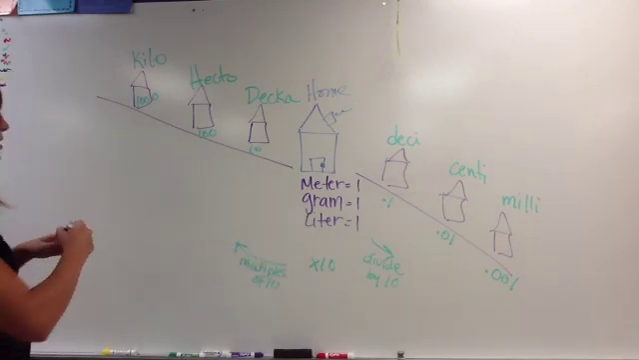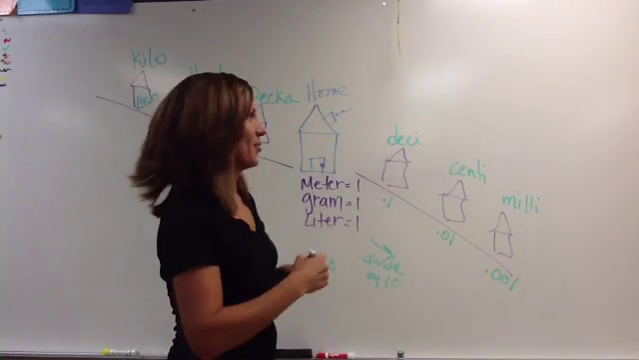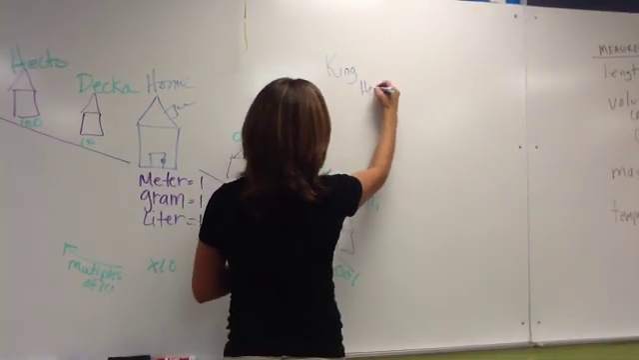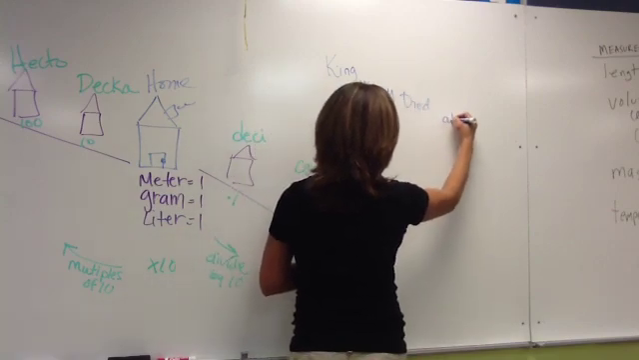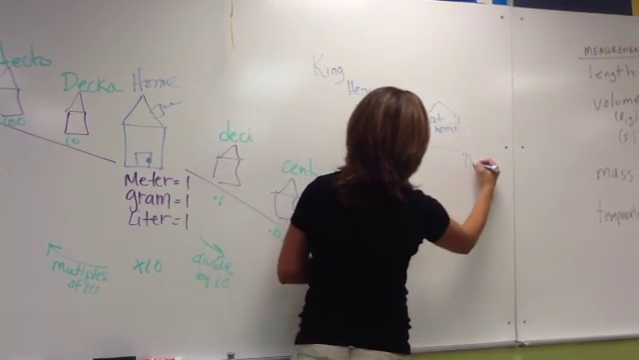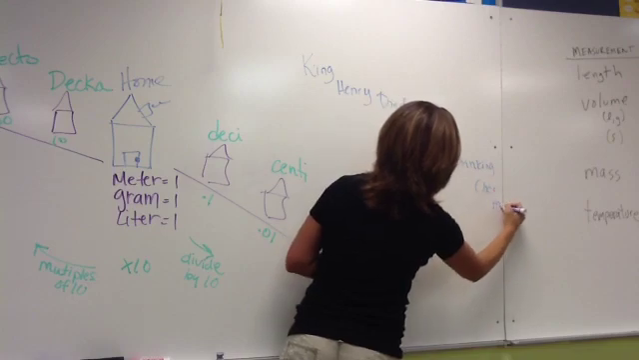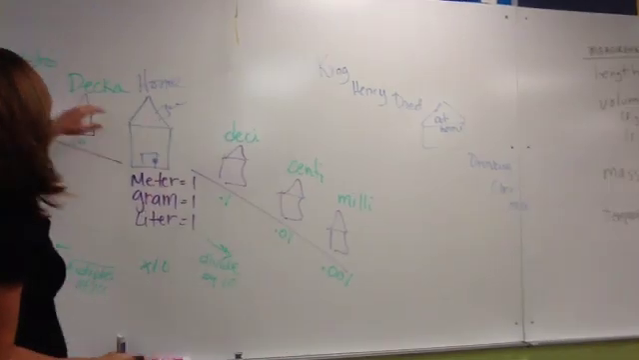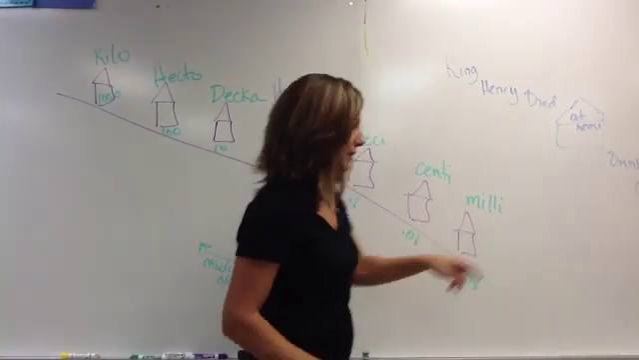Have you guys heard the old, what's that called? Mnemonic. Mnemonic, thank you. The old mnemonic, King Henry died at home drinking chocolate milk. That mnemonic is to help you remember the order. Kilo, hecto, deca, home, deci, centi, milli.